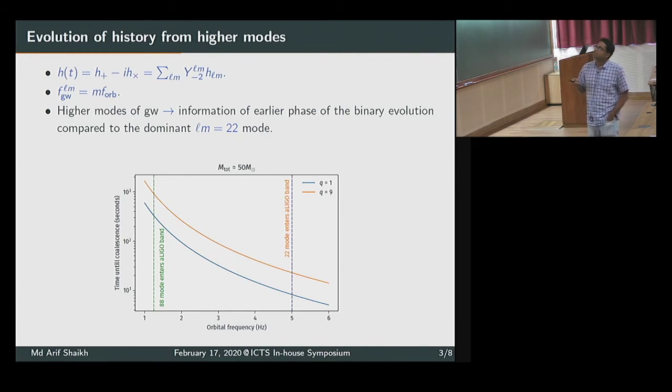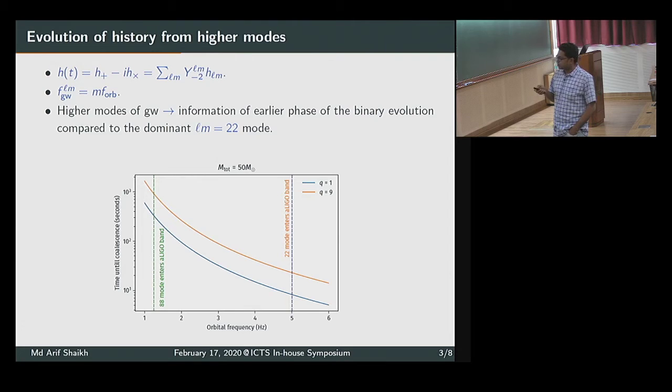So if we include higher modes, then we have information from the earlier phase of the binary evolution. For example, this plot shows the time until coalescence against the orbital frequency. When the 2-2 mode enters, we have only a few seconds before the merger happens. But if you consider the 8-8 mode, then the time until coalescence is very high compared to the 2-2 mode. So we have this additional information if we include higher modes.